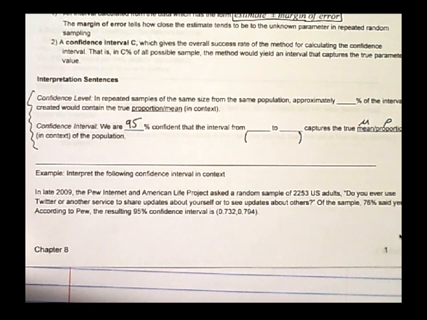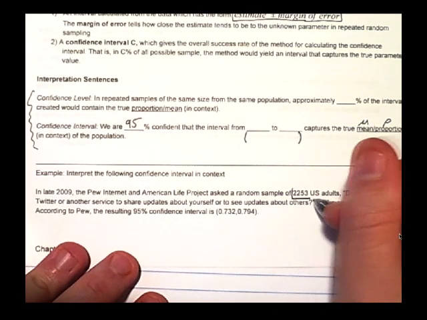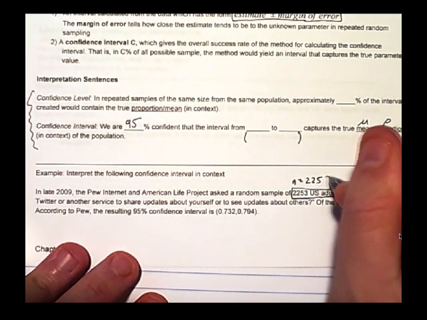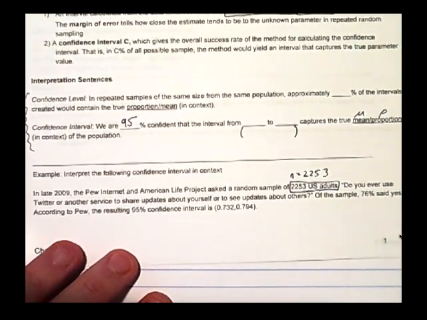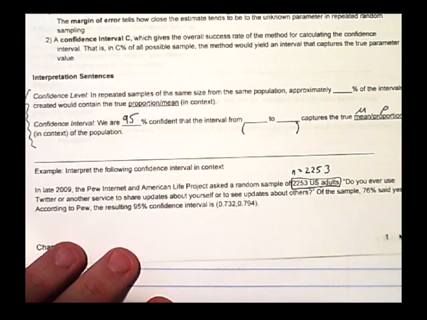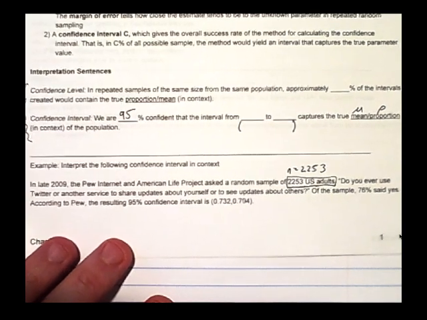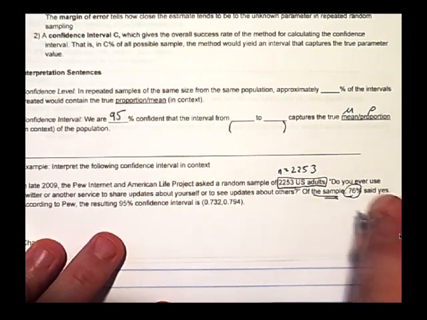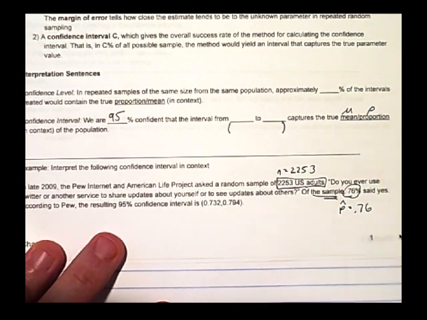It says in late 2009, the Pew Internet and American Life Project asked a random sample of 2,253 U.S. adults. Right away, I know that's a sample size. As I'm reading these problems, I like to highlight the numbers. They asked them, do you ever use Twitter or another service to share updates about yourself or to see updates about others? Of the sample, 76% said yes. So what we have there is a p-hat. P-hat is 0.76.